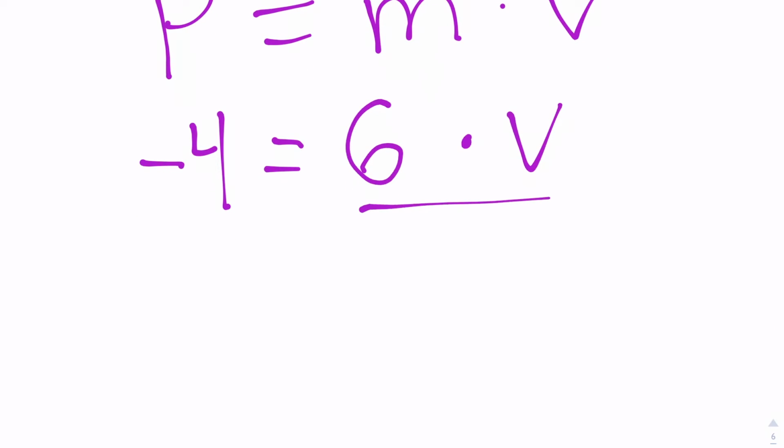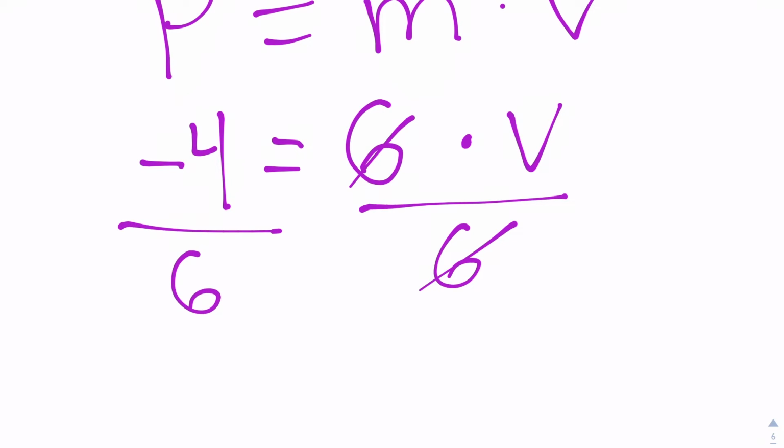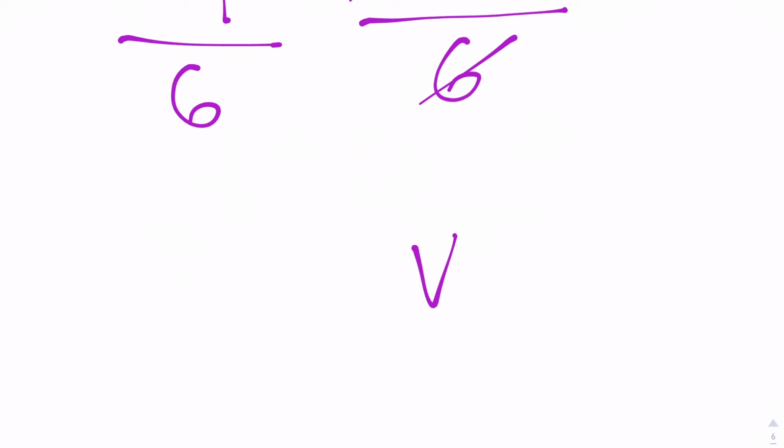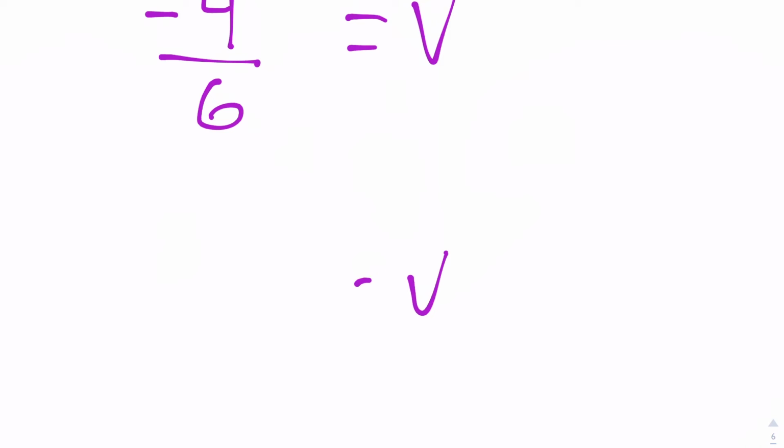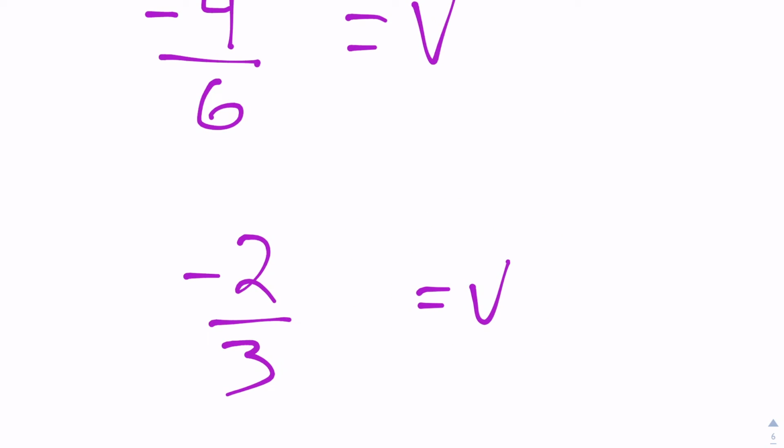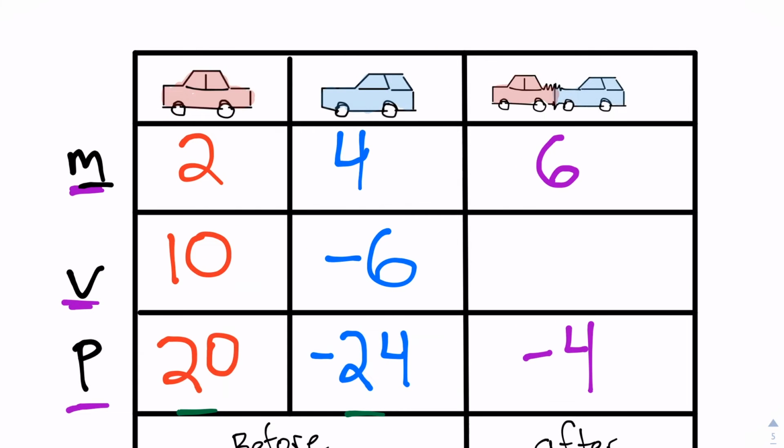What I'm going to do is divide this side by 6 so they can cancel out. Whatever you do to one side, you do to the other. And we get V equals negative 4 over 6. We can reduce that a little bit. V equals negative 2/3. And in physics, you never forget your units. Our units for velocity is meters per second. So here is our answer, folks. Negative 2/3 meters per second.